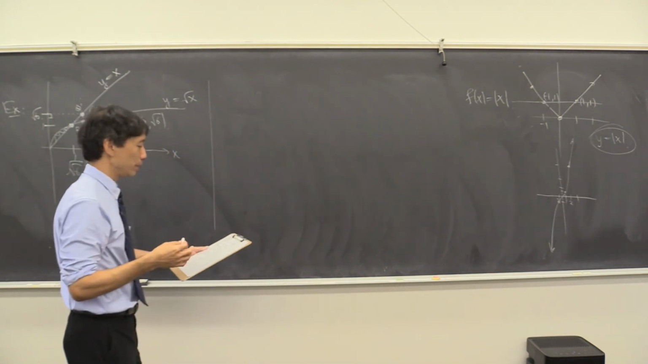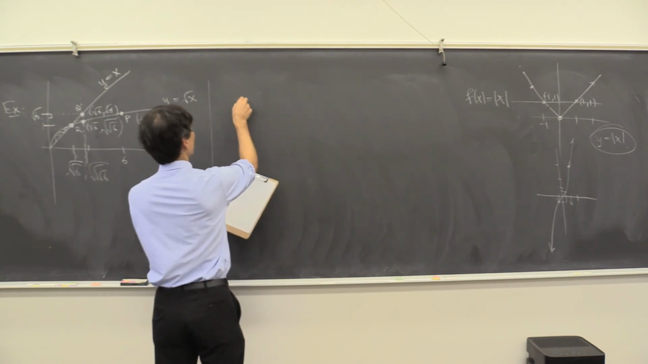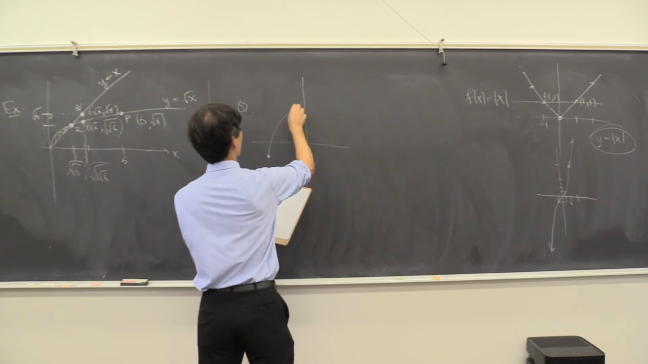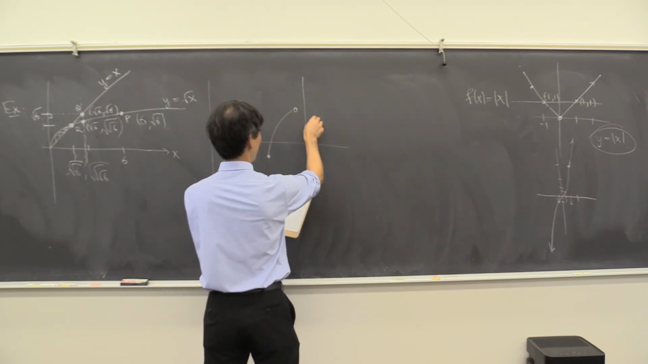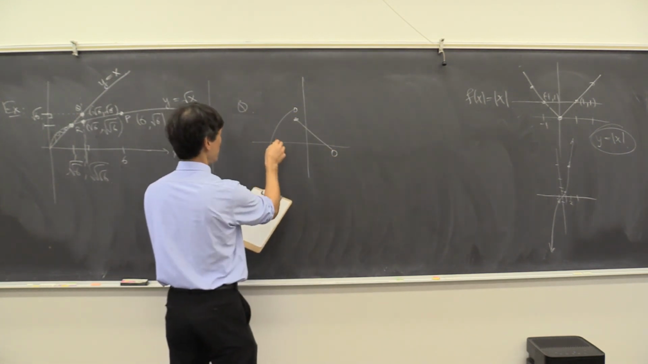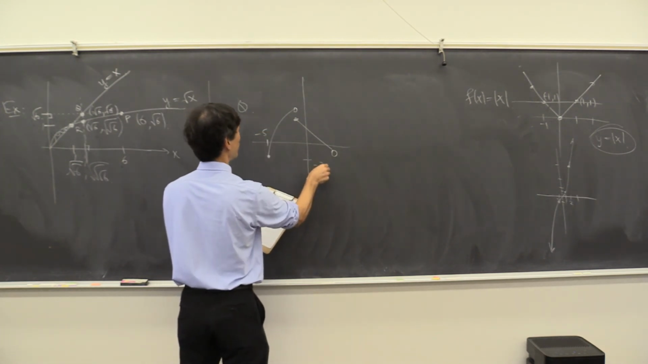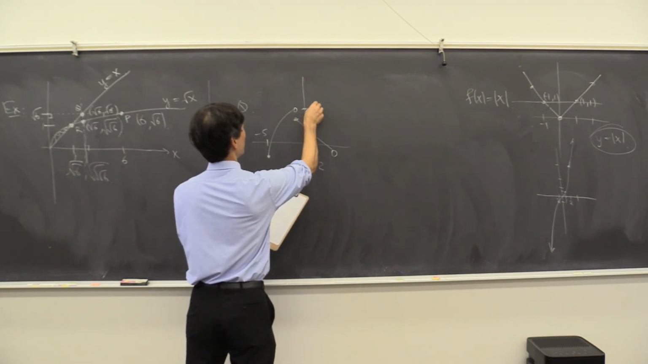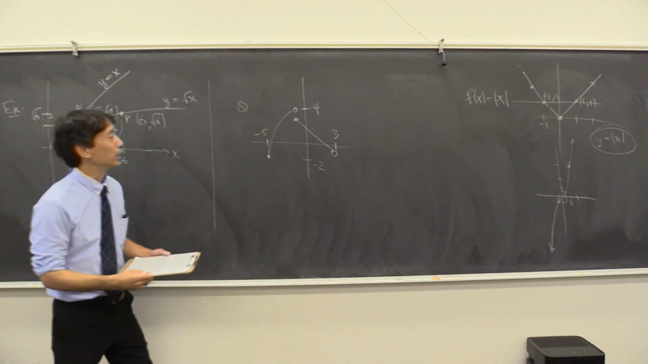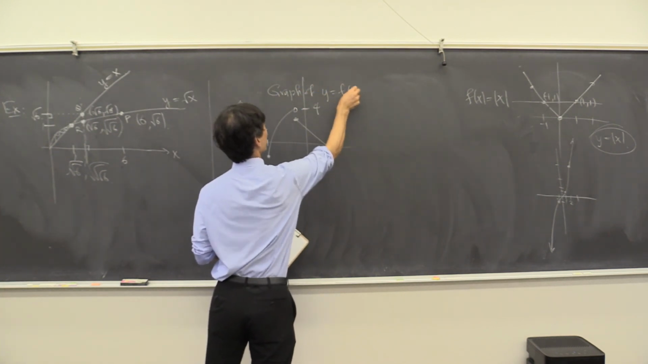There are a couple of things that I should comment on. One is that this kind of problem will show up in the homework. It'll say, here's the graph of a function. Let's say that this is like -5, this is like -2, this is say 4, and this is 3. Okay. Here's the graph of y equals f of x.